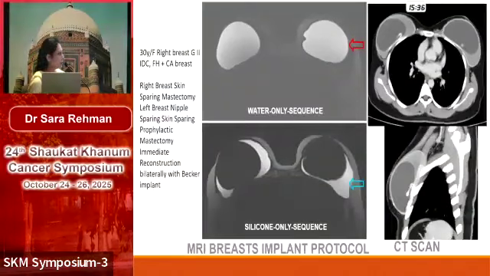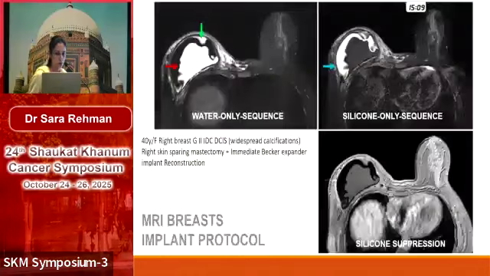Now coming to a few images showing normal postoperative appearance. These images are of a patient with bilateral mastectomy and Becker expander implant reconstruction after saline injection and expansion has been done. This is the outer silicone lumen with bright signal on the silicone sequence. This is the inner saline lumen, which has been adequately expanded symmetrically by saline injection. And this is how it looks on a CT scan. And this is the inner tubing and port which is used to gradually inflate the saline lumen.